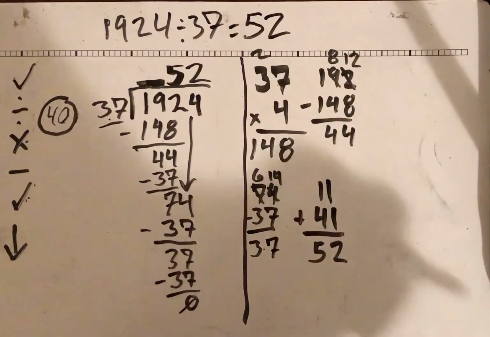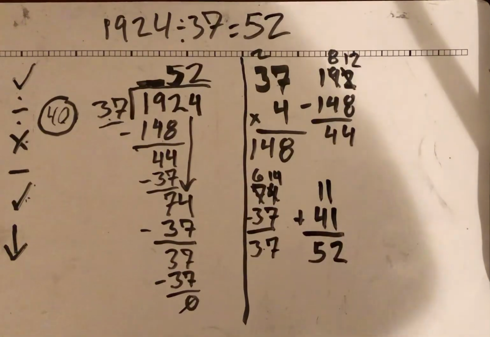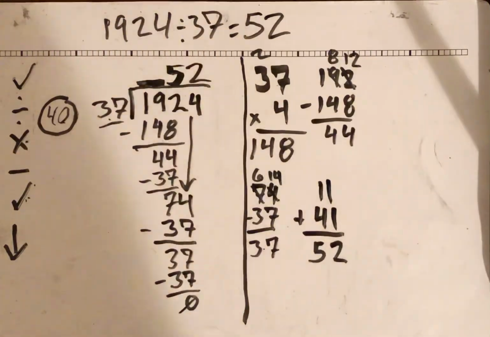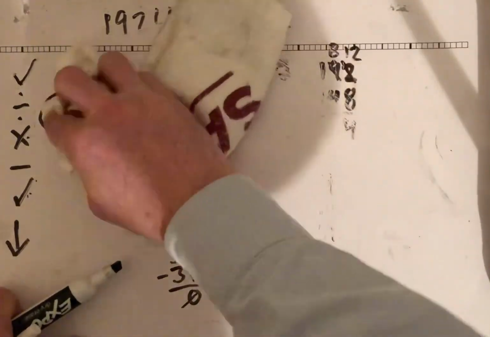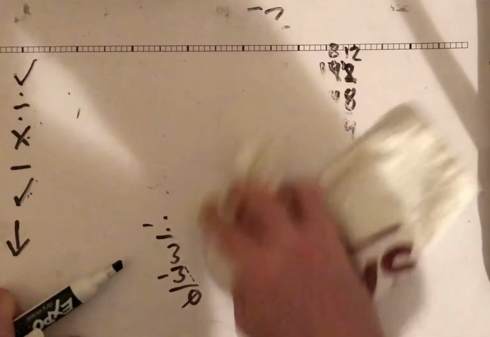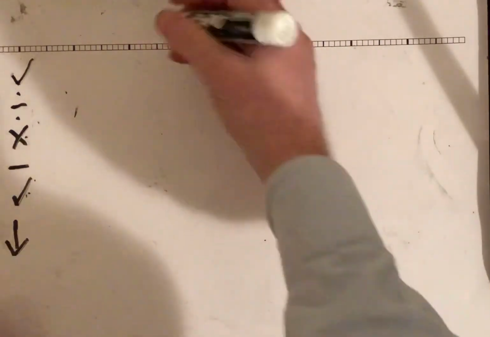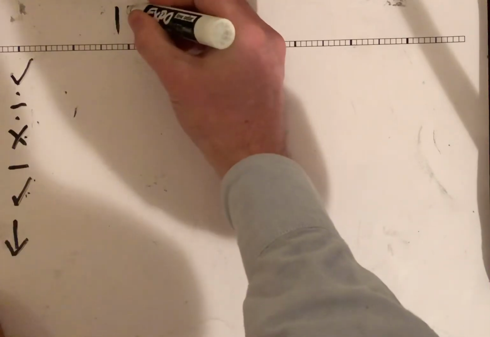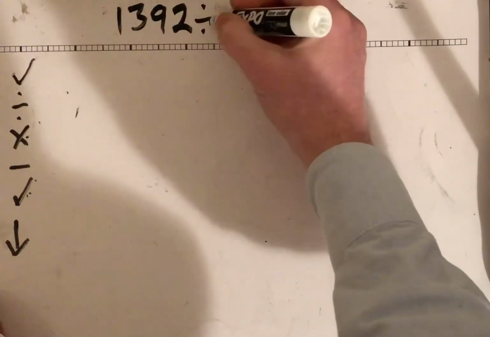So now I'm going to try this again with a number that will round down instead of a number that rounds up. And this changes things quite a bit. So I'm going to erase my board. And here's the problem we're going to work with. 1,392 divided by 24.